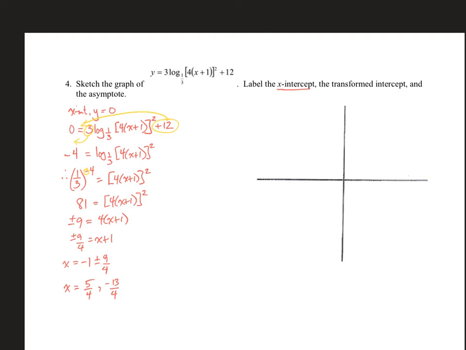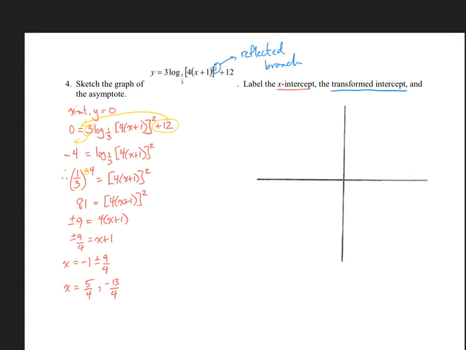Now, that shouldn't surprise us. And as we move into finding the transformed intercept, that 2 up top should be screaming at us. We should see then why we have 2 x-intercepts. What does an exponent 2 mean for our graph? That tells us that we have a reflected branch. So we shouldn't be surprised then that our curve crosses the x-axis in 2 different spots.